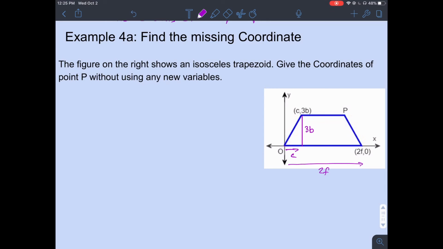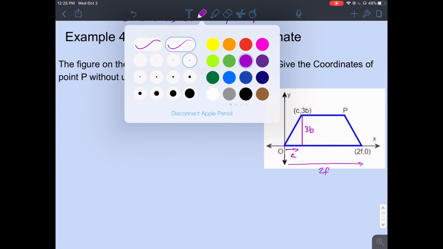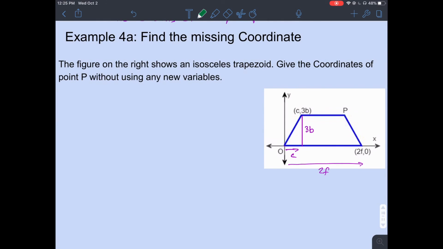So the question is, how are we going to get over here to P? How many units to the right do we walk to get to P, and then how many units up? Now, the up part is pretty easy. This is going to be the same because it's an isosceles trapezoid, which means these two lines are parallel. So these two will be the same, and this distance will be the same. So this goes up 3B.